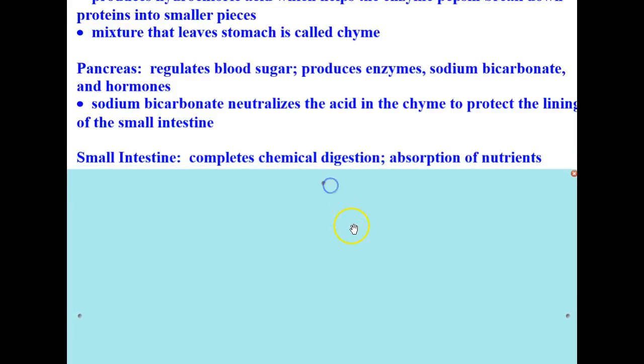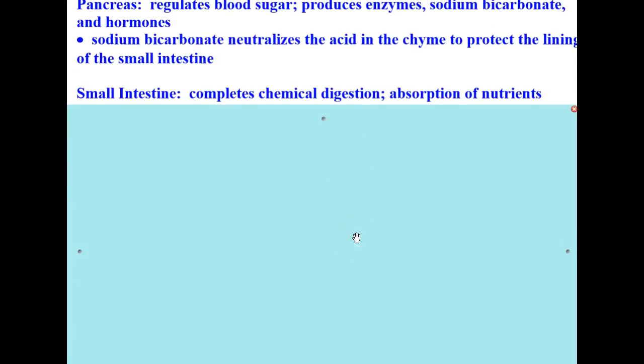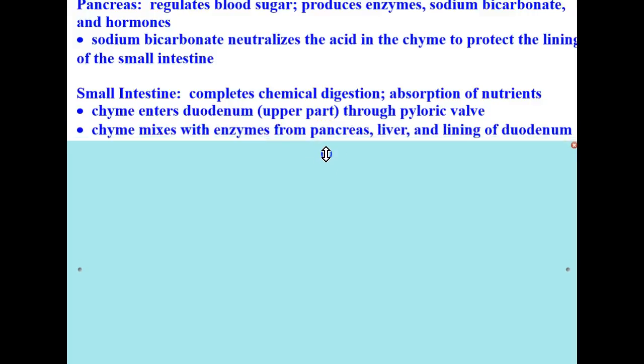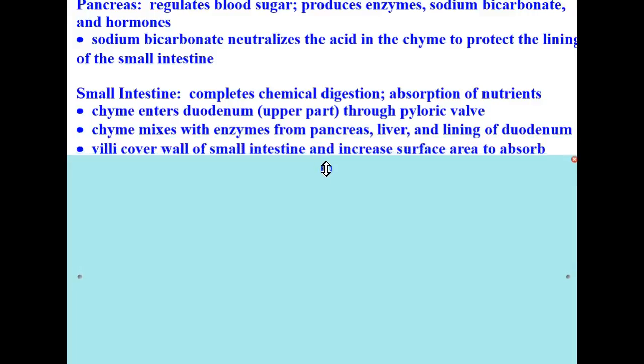The small intestine completes chemical digestion and is responsible for the absorption of nutrients. The chyme enters the duodenum, which is the upper part, through the pyloric valve. The chyme mixes with enzymes from the pancreas, liver, and lining of the duodenum. Villi cover the wall of the small intestine and increase the surface area to absorb nutrients.